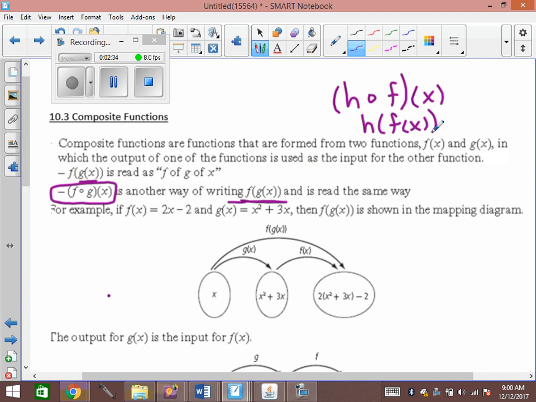So, for example, if f of x equals 2x minus 2 and g of x equals x squared plus 3x, then f of g of x equals this little x in f here. I'm going to take that x and throw it out, and in its spot I replace it with g, which is x squared plus 3x. And the rest stays the same, right? The 2 and the minus 2 stayed the same. I'm just taking g and replacing it for every x, correct? So not too bad.